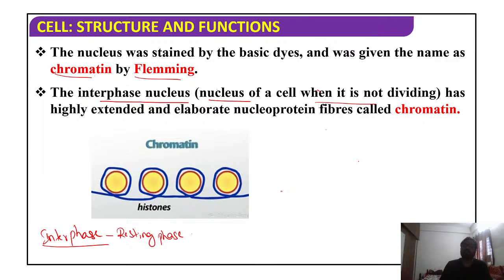Now students, in the interphase nucleus, you can observe highly extended and elaborate nucleoprotein fibers, called chromatin. You understand now? So in the interphase nucleus, you can observe chromatin. In normal dividing cells, you can observe chromosomes. Hope you understand the difference between chromatin as well as chromosomes.